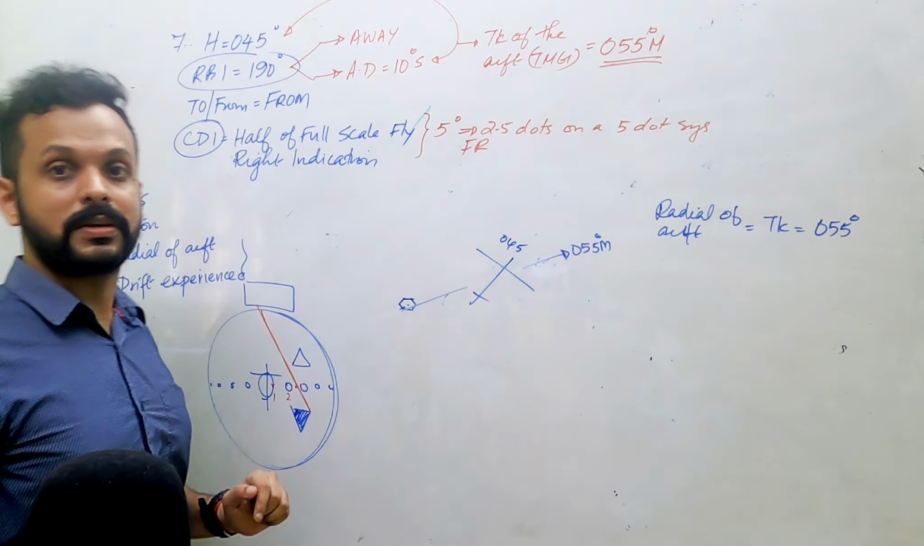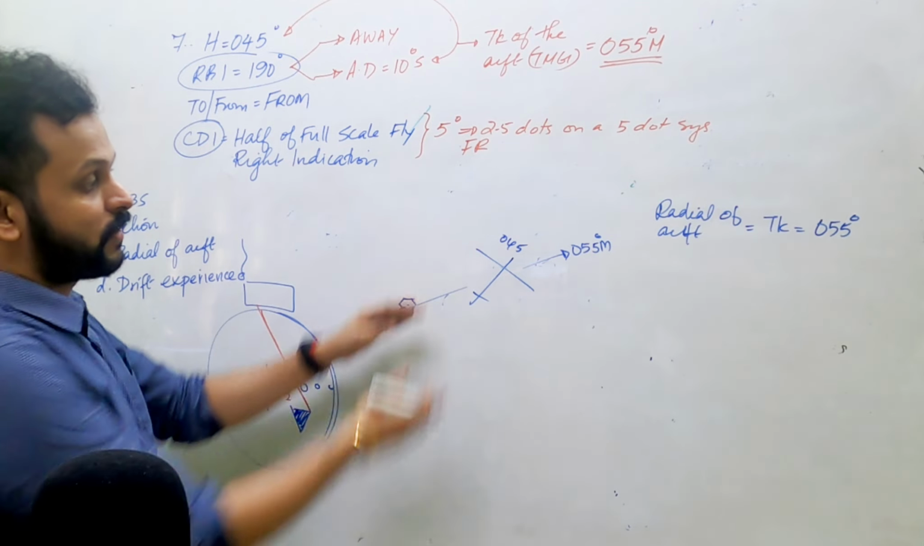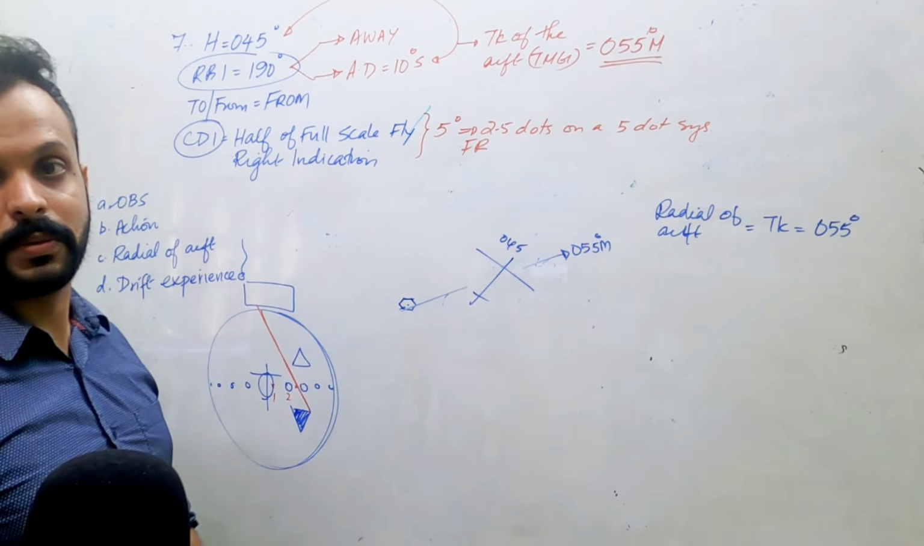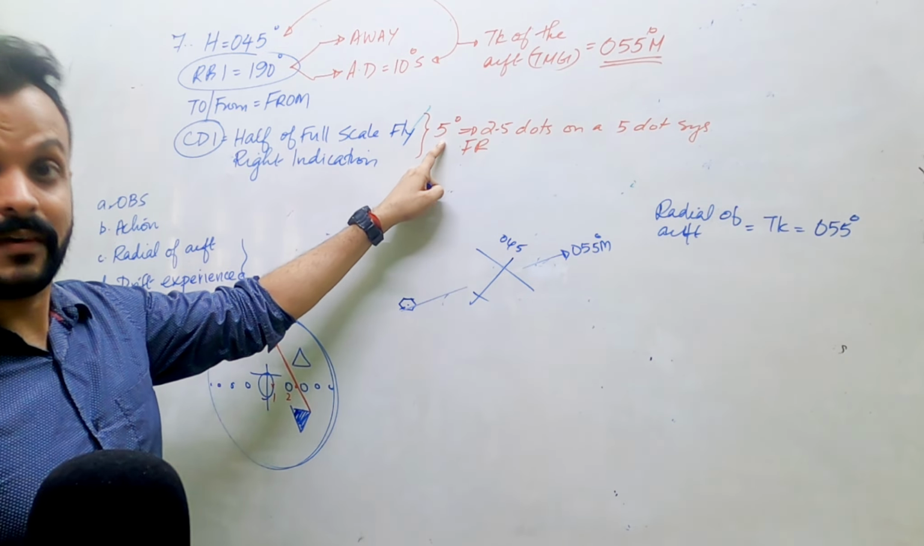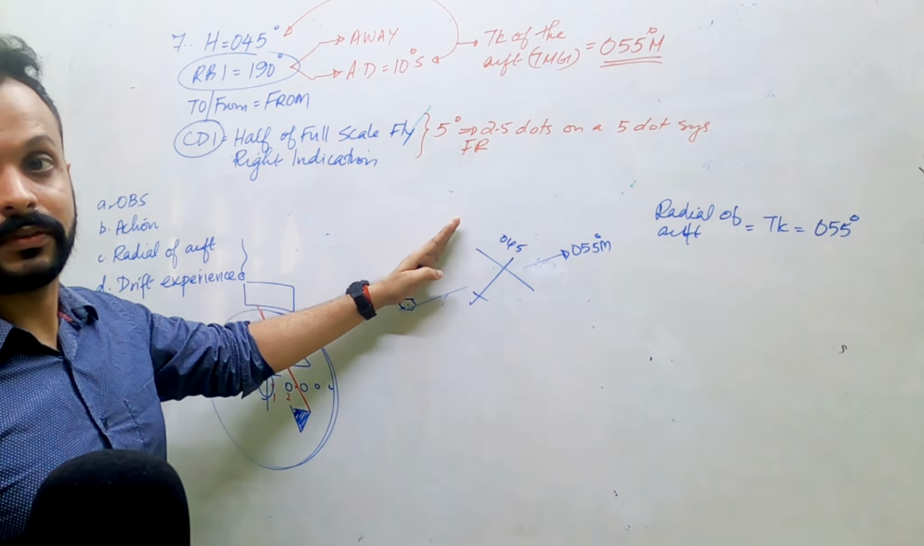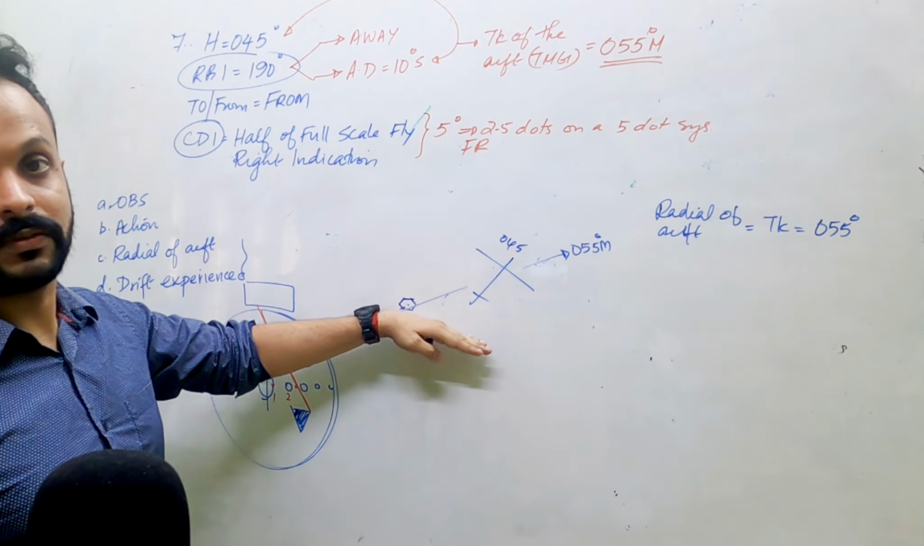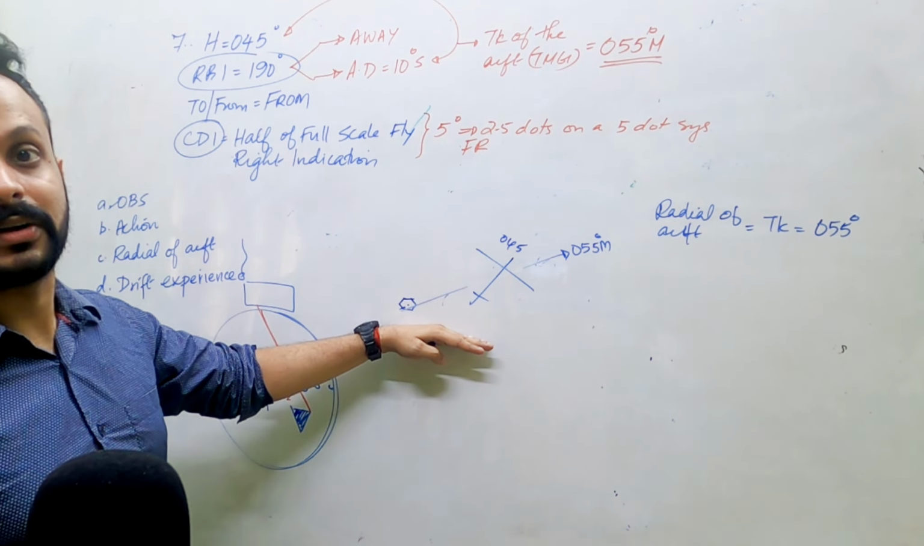You need to find the OBS radial. If you want to find the OBS radial, you need to find out the degrees difference between the OBS and your radial, which is 5 degrees. But we have a problem. Is it 5 degrees to the left of the track, or is it 5 degrees to the right of the track? Now you have to find out the sensing here.